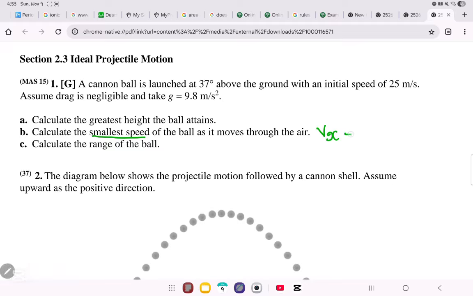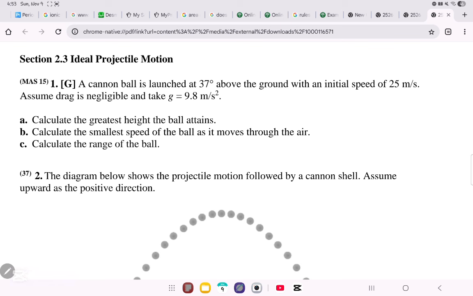So how do we find it? You just need to find Vx. So it's the equation of Vx. It's V0 cosine theta. So it's going to be 25 times cosine 37, so it's 20 meters per second. This is the smallest speed.